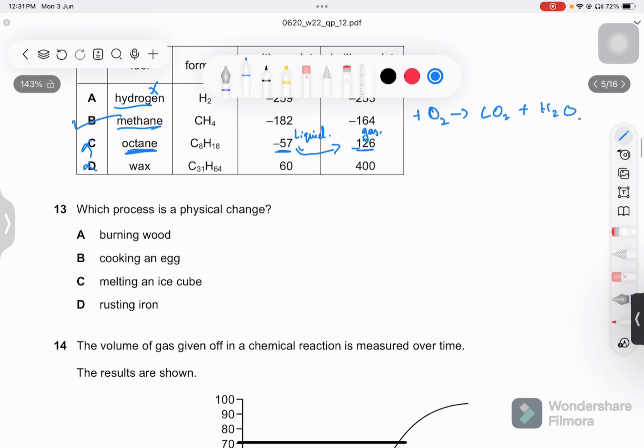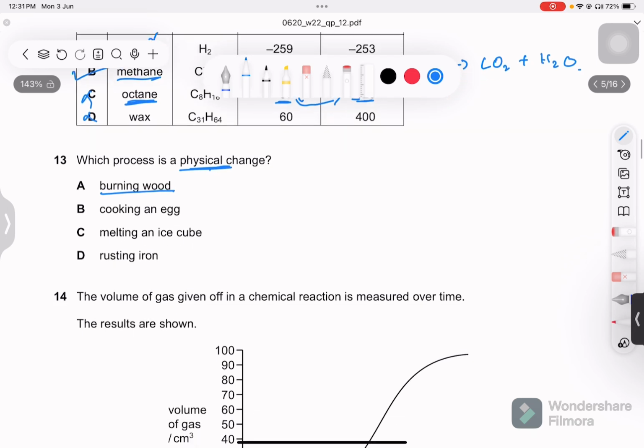Which process is a physical change? Burning wood. This might seem at first glance a physical change, but burning wood means that it is reacting with oxygen. So this is a chemical change. Cooking an egg. This is also a chemical process in which the chemical composition of the egg changes because it is heated.